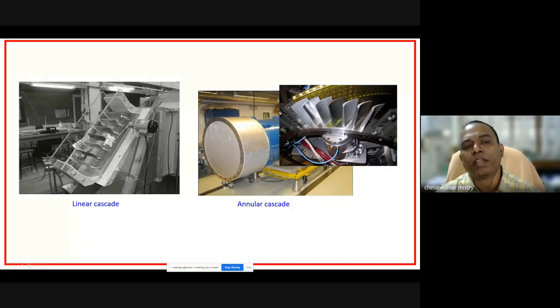This does testing for one particular section. For different sections, you need a number of tests, and again you need to fabricate a number of blades. That increased the cost and the number of hours, and then there is analyzing the results. But still, even today, people are working on linear cascades to understand the flow physics. To avoid that kind of situation, people came up with the annular cascade.